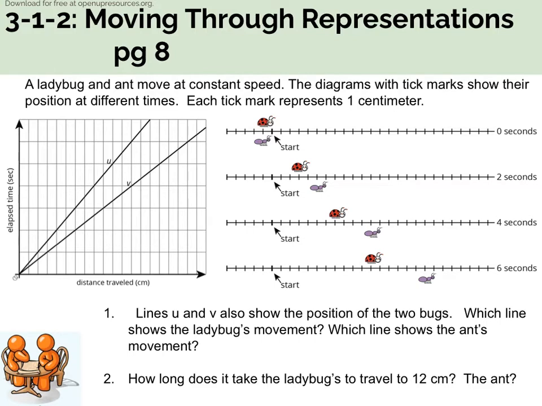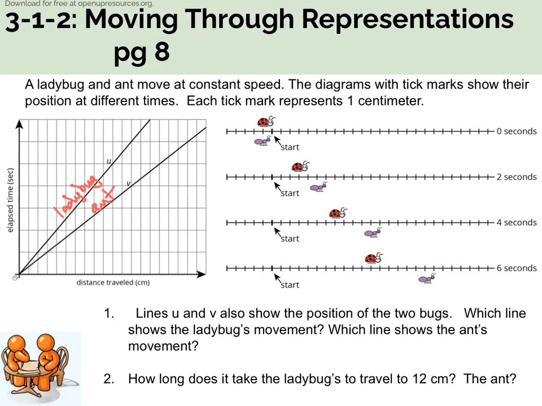As we can see, the ladybug is on line U. So this is the ladybug. And then the ant is line V. And you can pull it from where it is. This is where the ladybug starts, right? That's 1, 2, 3. So at 2 seconds, she's gone 3. So we can look at it like 1, 2, 3, and then 1 here, right?